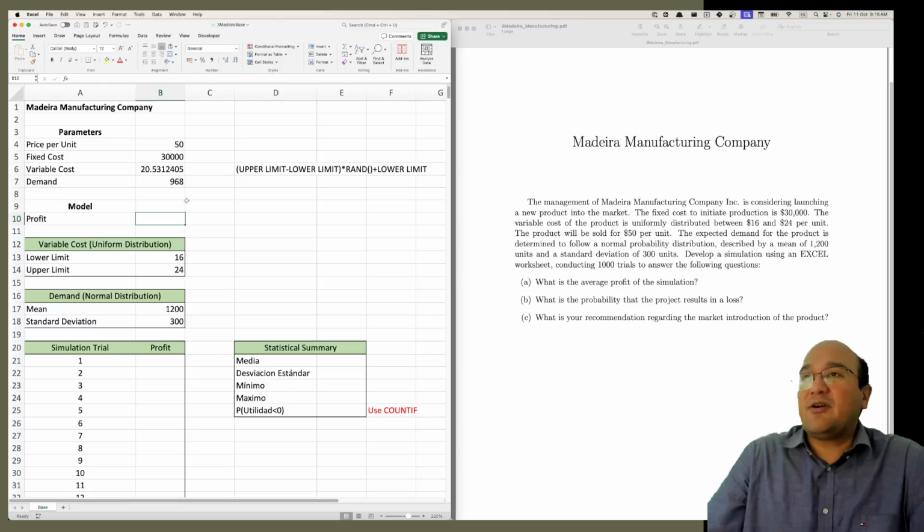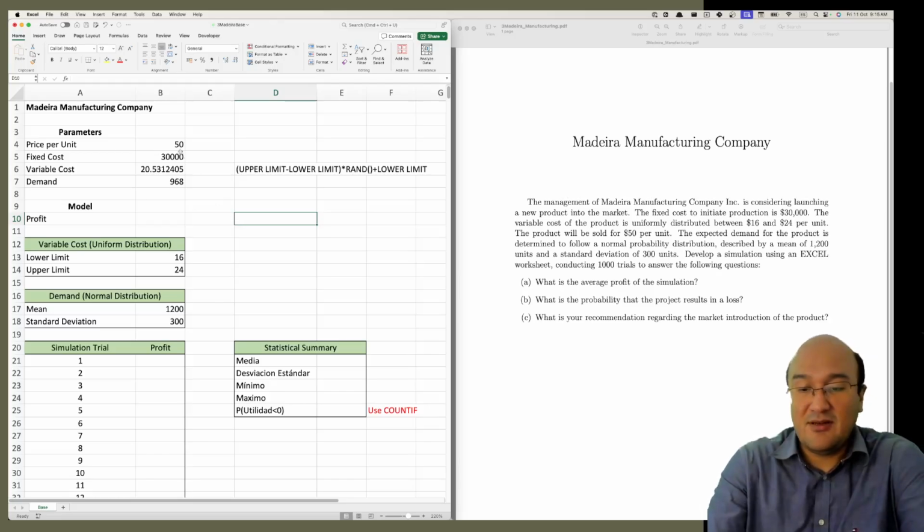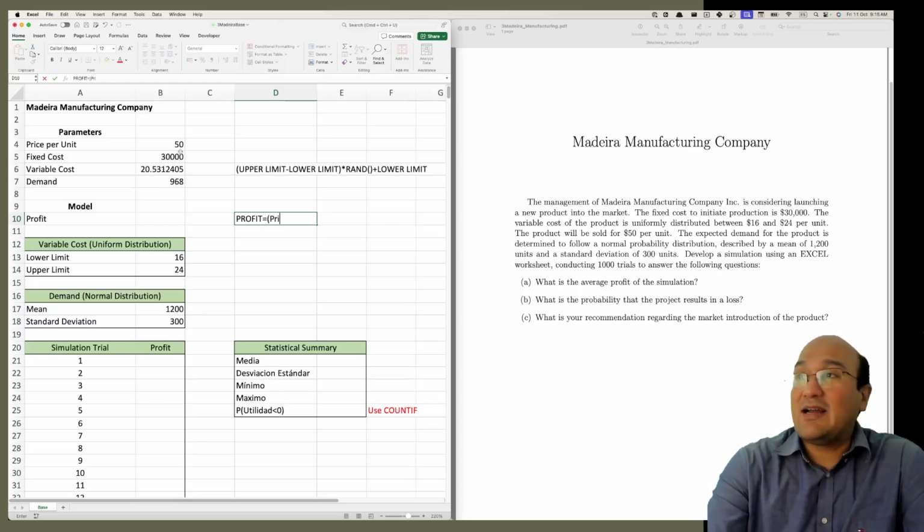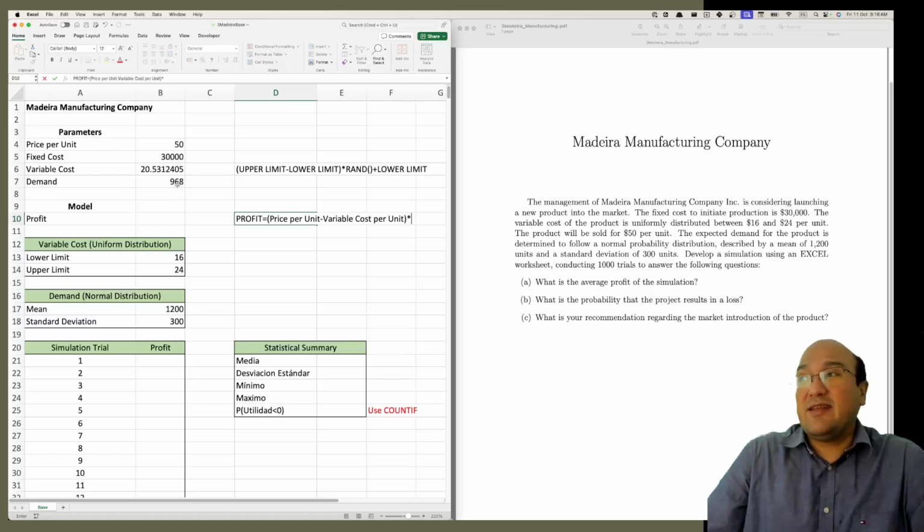So how do you calculate the profit? Well, first you must know the profit per unit. How much is the profit per unit? Well, it is price per unit minus variable cost per unit. So let's put profit equal price per unit minus variable cost per unit, times, that's the profit per unit. How many do we sell? We sell the demand.